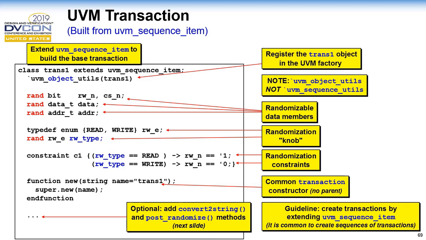And finally, standard boring constructor that is part of any transaction. You could add a little bit more, which I will show on the next slide. You can add a convert to string, you can add a post-randomize. Typically, you will not add a post-randomize as I've done here. I just wanted to see some activity happening. But we will create from the UVM sequence item our transactions.